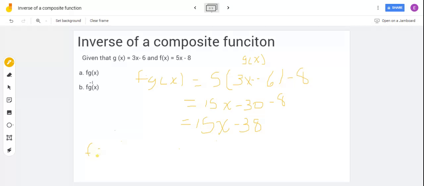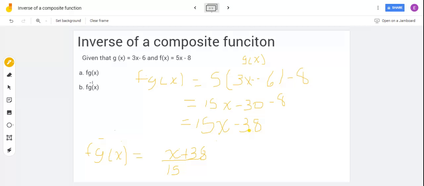So for the inverse of f of g, same thing like we did before, we're going to maneuver everything with respect to x. So the x is going to be here. The 15 here has been multiplied, so we send it here, dividing again. And this 38 is being subtracted, so we're going to add it. So the inverse of 15x minus 38 is x plus 38 divided by 15.